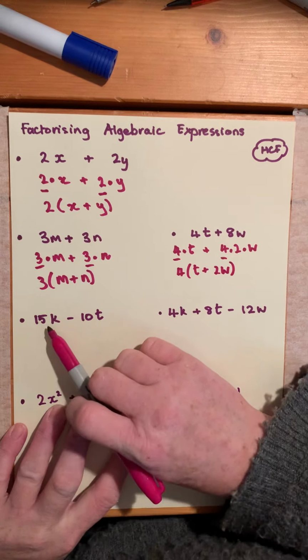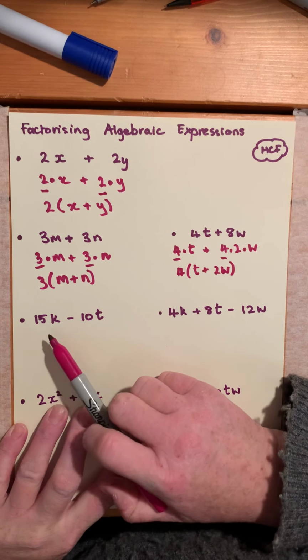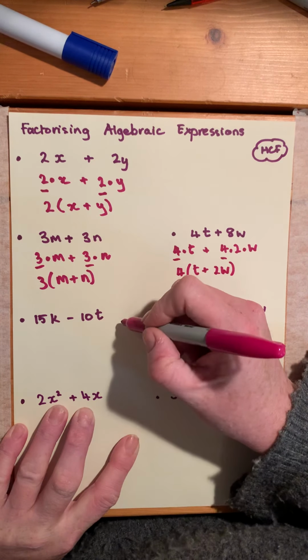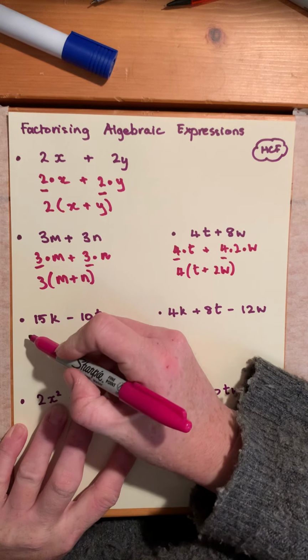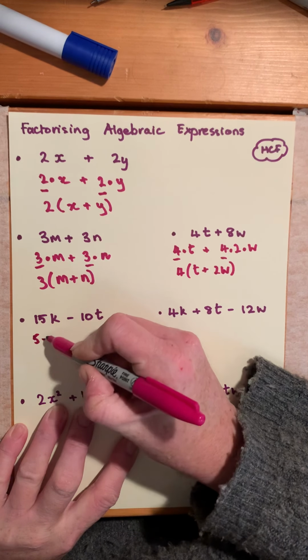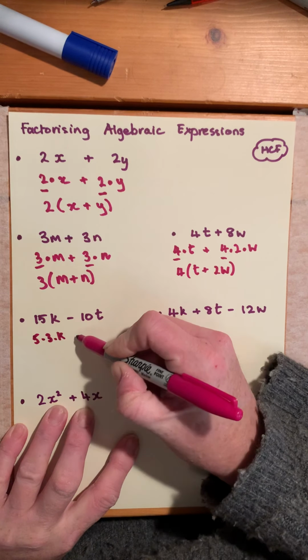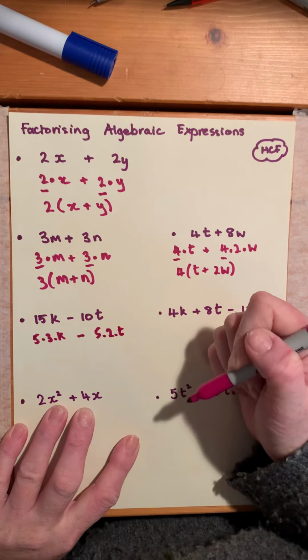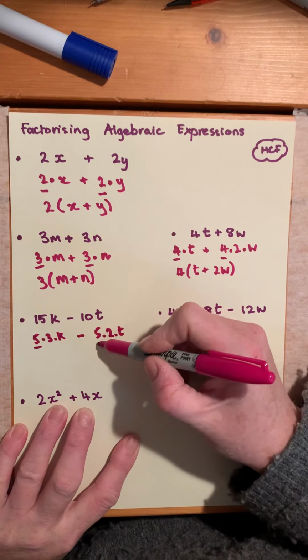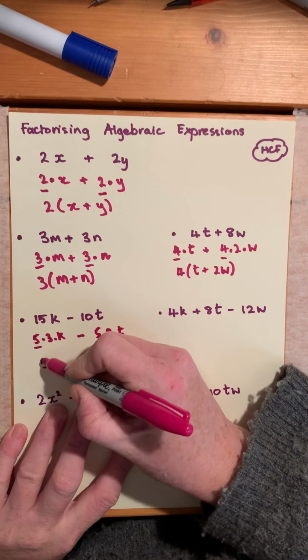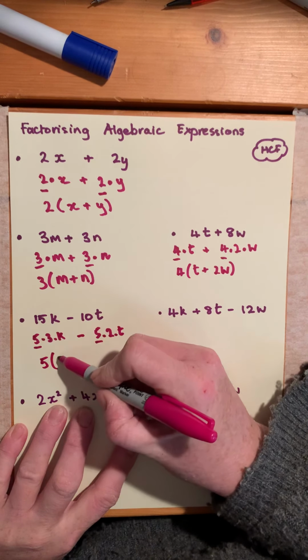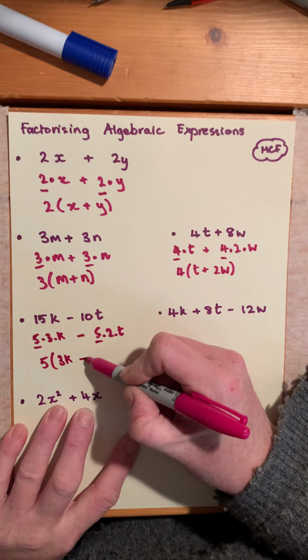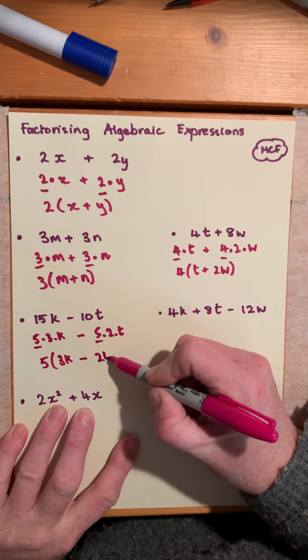Right. Now 15 and 10, the highest common factor is 5. So that's 5 times 3 times k, subtract 5 times 2 times t. Underline the common factor, 5. 5 goes outside the bracket. I'm left with 3k minus 2t.